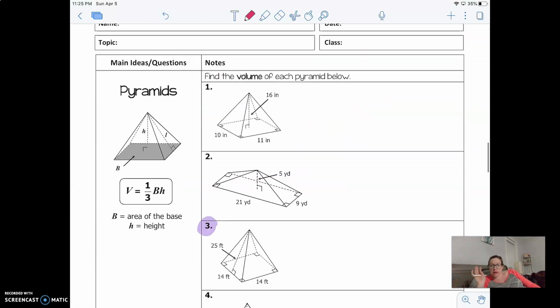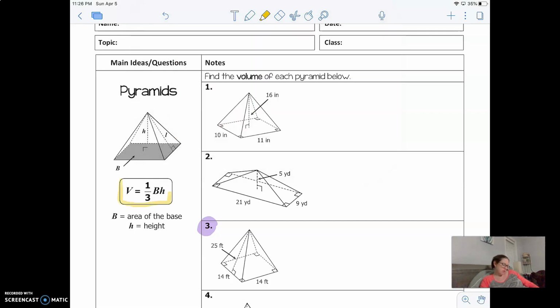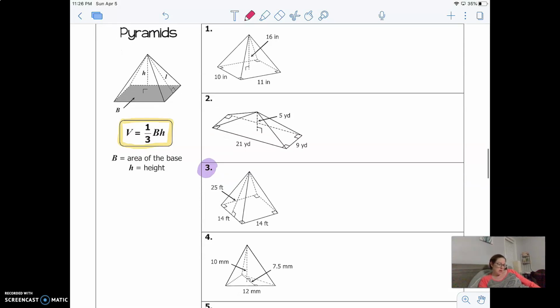Pyramids have a very similar formula, except instead of area of the base times height, it's 1/3 of the area of the base times the height. So it's really the same thing, but you divide by 3. So here's our formula. Let's practice that on number 3, because square pyramids are probably the most common you're going to see. If our formula is 1/3 capital B times H, remember capital B means area of the base.